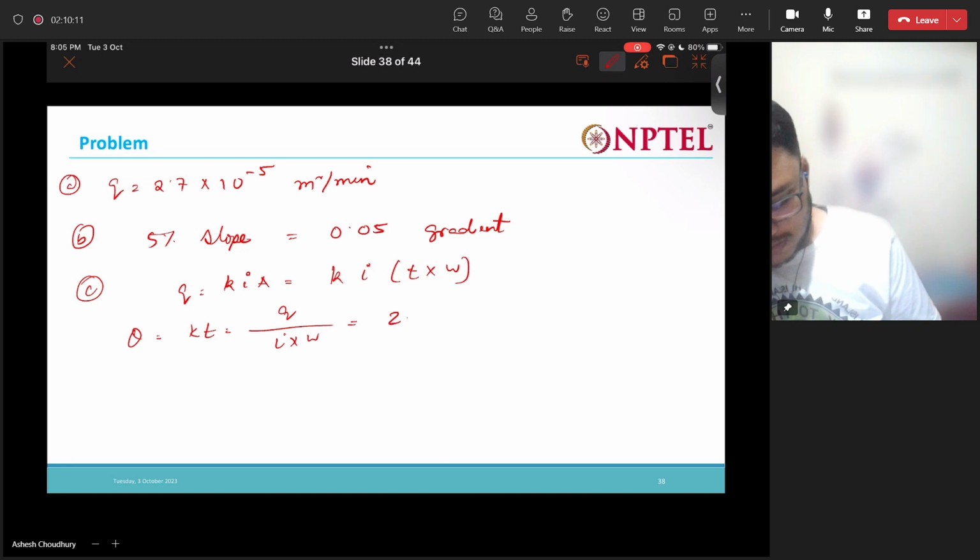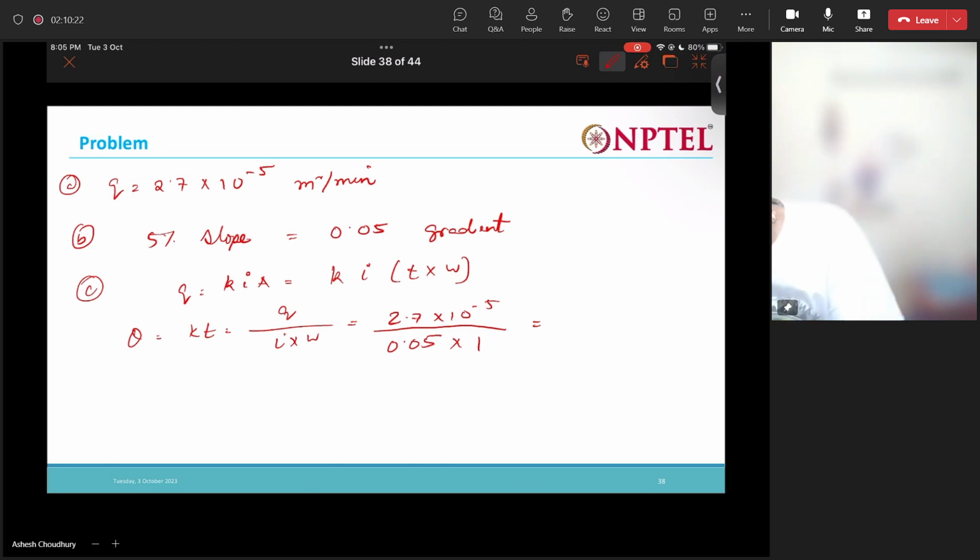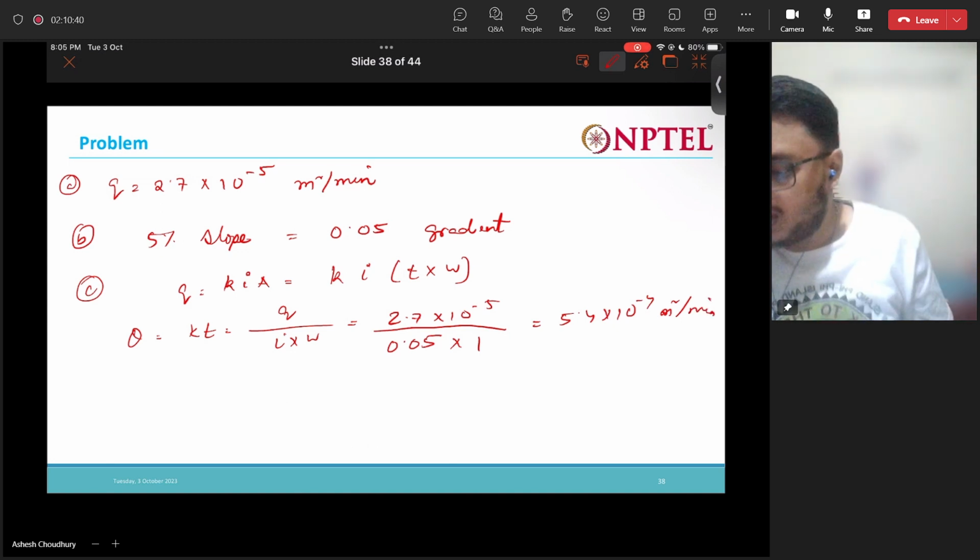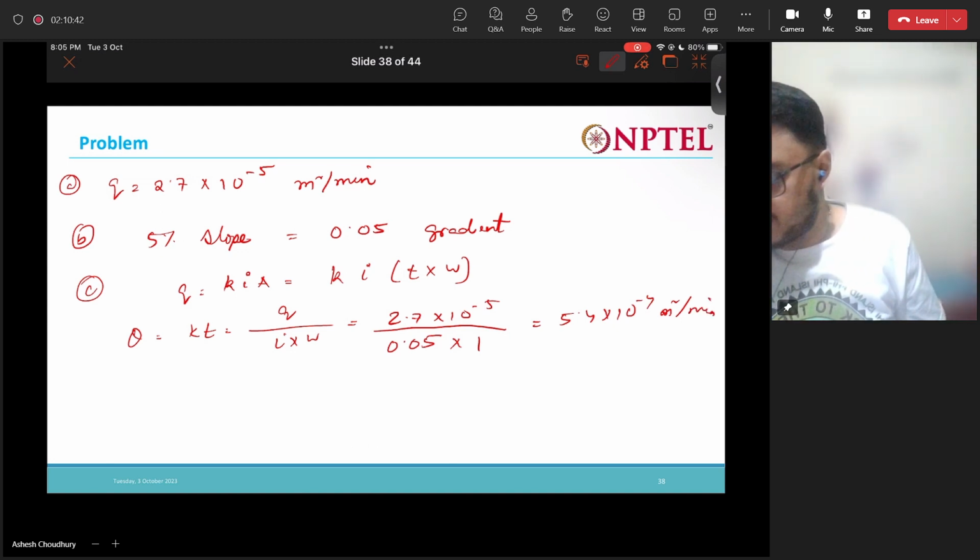What is Q? Gradient is 0.05, width 1, per meter width. So let us calculate this. Theta required is 5.4 into 10 to the power minus 4 meter square per minute. Okay, 5.4 into 10 to the power minus 4 meter square per minute.